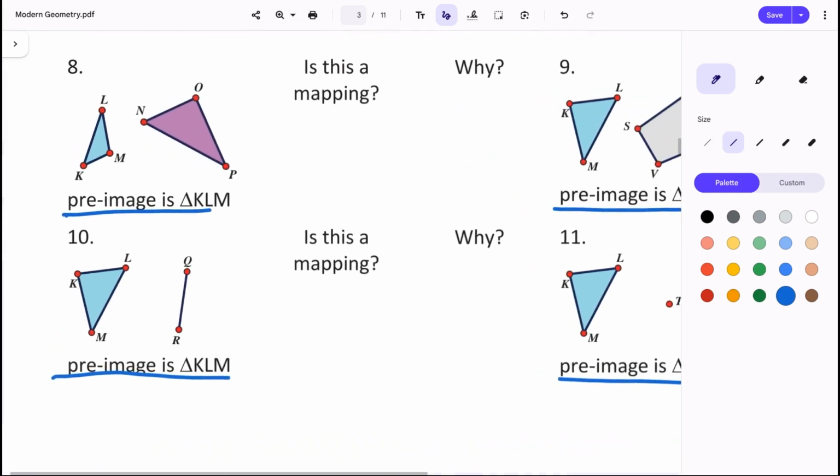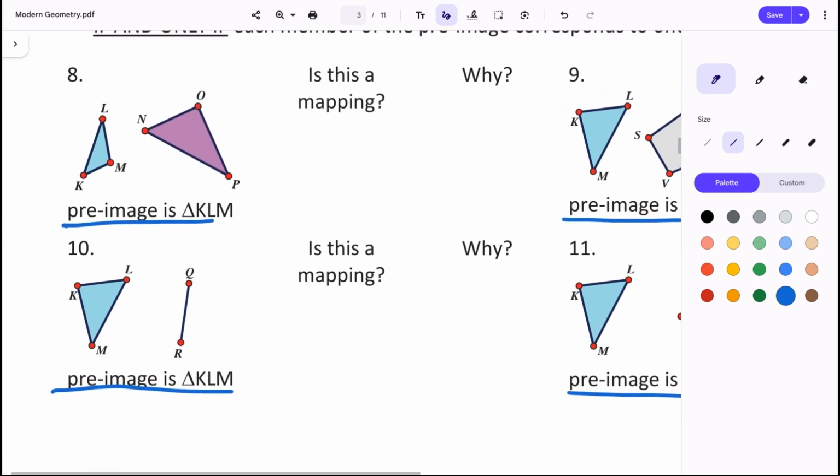So if I look at number 8, what I like to do is list out the points on my pre-image first. So my pre-image points are K, L, and M. Then I like to list out my points for my image. So that's the second shape. In this one, it's that purple triangle. So those are N, O, and P.